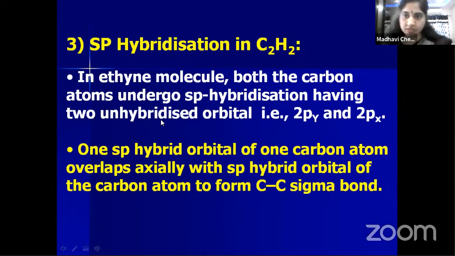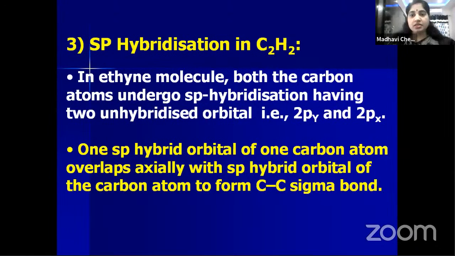So see children, in sp hybridization, as an example we will consider C2H2. C2H2 is the ethyne molecule. In this, between carbon and carbon, there will be a triple bond. Let us see how this triple bond is formed between two carbons.